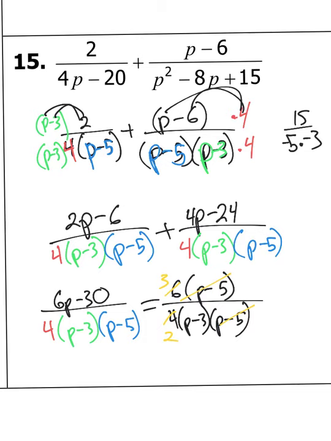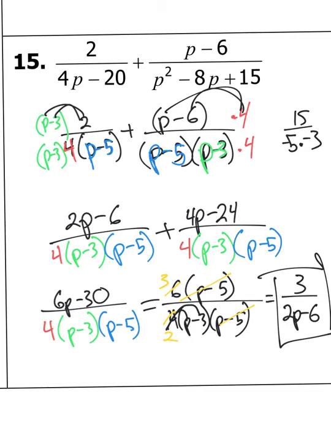So I get my final answer, which is 3 over 2p minus 6. What did I just do? Well, I just multiplied 2p and 2 times negative 3 to get my final answer. And that is it. I'm done.